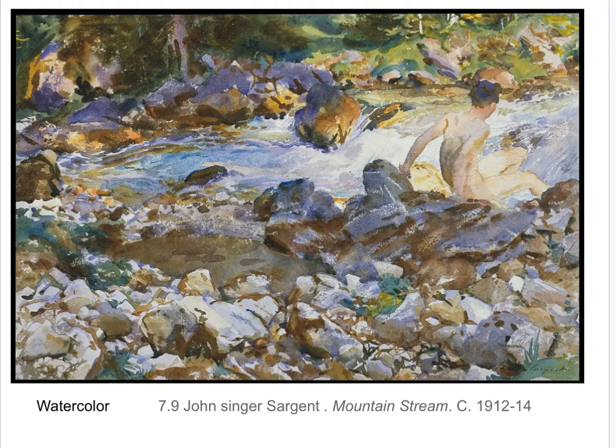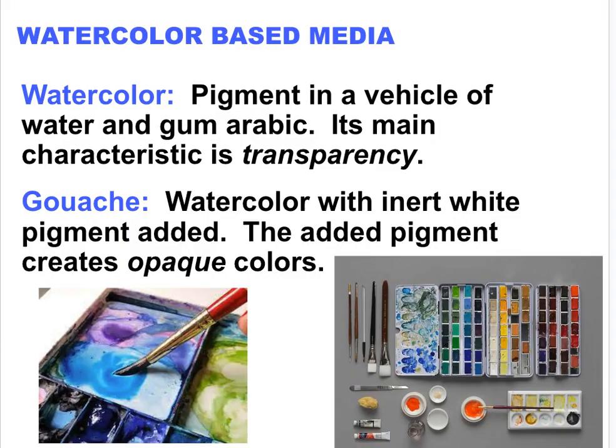And I'm going to click back to this slide because I didn't say what gouache is. I really only talked about watercolor so far, but gouache is watercolor that has an inert white pigment added. So this is kind of like breaking the rules of watercolor, where you have to keep the white of the paper. With gouache, you do have a white watercolor pigment that you can use.